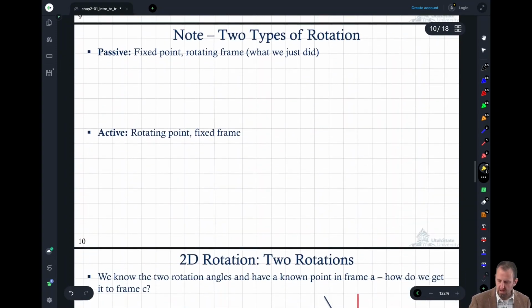Okay, now I'm going to do one note on this idea of rotation matrices. You'll see two different types of rotation matrices defined in the literature. One is a fixed point and a rotating frame, what we just did. So fixed point meaning, we use the example of Chicago. Chicago doesn't move. The rotating frame does, so our frame of reference does.